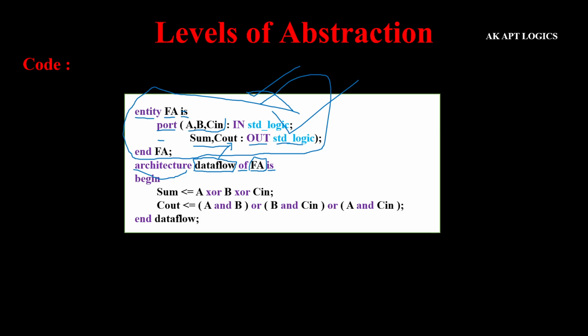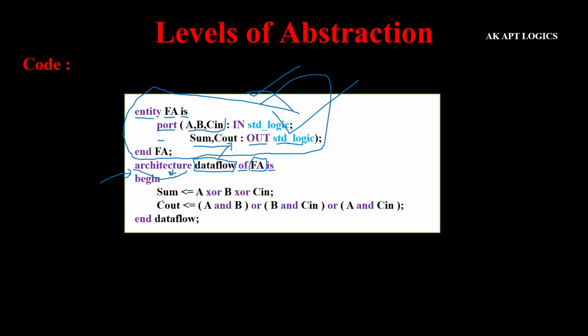Okay, after is, as I told, if you have any intermediate signals, then you need to specify them after the architecture dataflow of FA is. After this point you need to specify any intermediate signals, but in this case we don't have any intermediate signals. Why? Because we have direct Boolean expressions of the outputs in terms of inputs. So I'm going to use the begin.